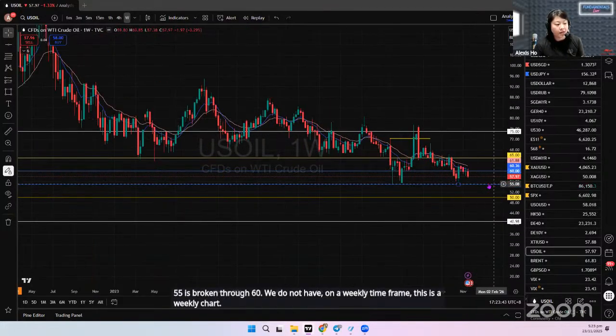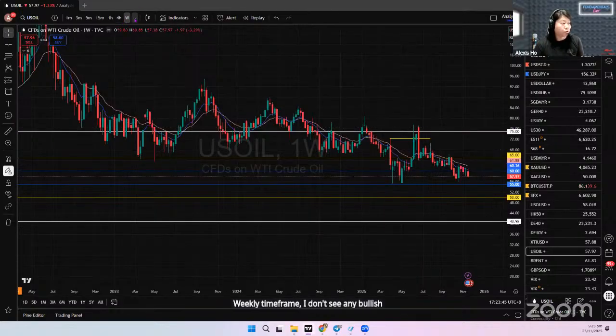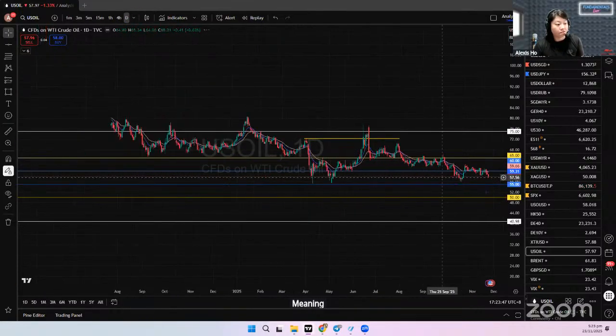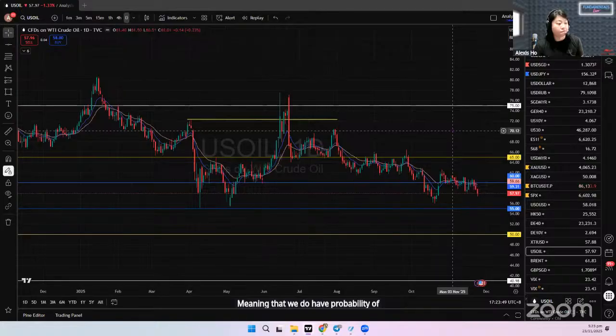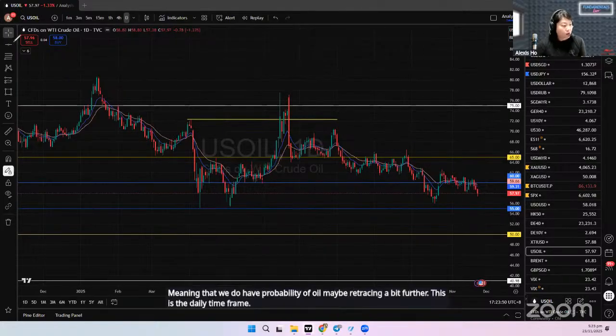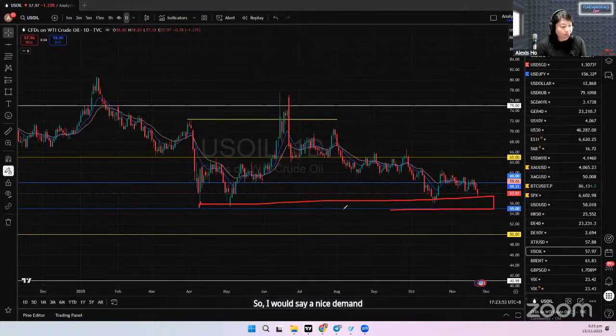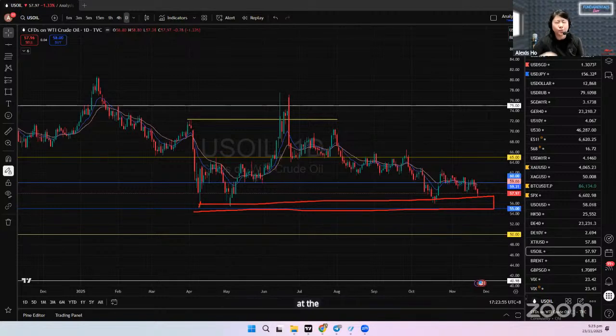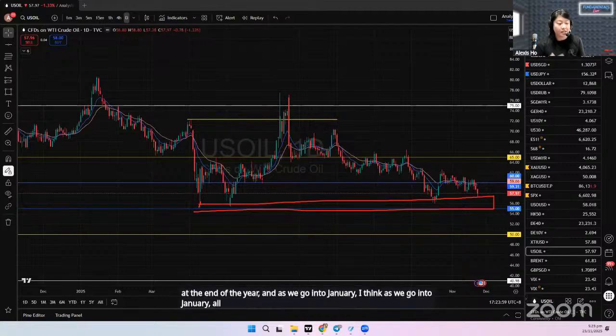Weekly time frame, I don't see any bullish price action, which is good, meaning that we do have probability of oil maybe retracing a bit further. This is the daily time frame. So I would say a nice demand zone over here at the end of the year. And as we go into January, oil tends to be seasonally a little bit bullish as well. But I do prefer to catch oil prices at a nice level.